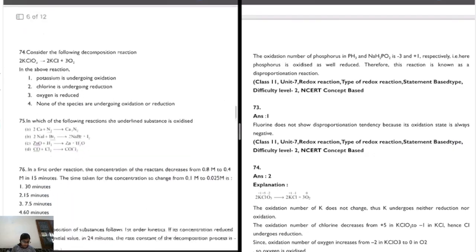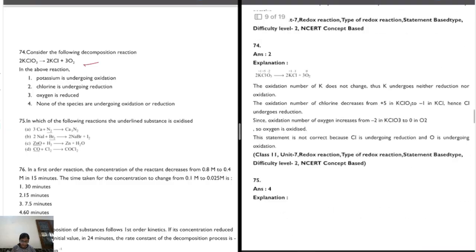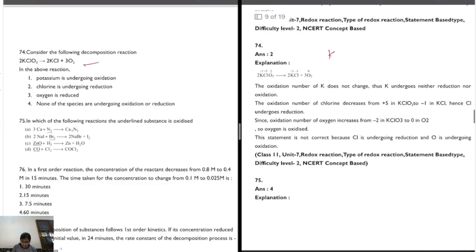In the next question, consider the following decomposition reaction. This is the reaction given to us. In the above reaction, we have to see what is happening. So, see, KClO3 gives 2 KCl plus 3O2. Here, the oxidation state is +1, it is +5, and it is -2. Here it is +1 and -1, and here it is 0.